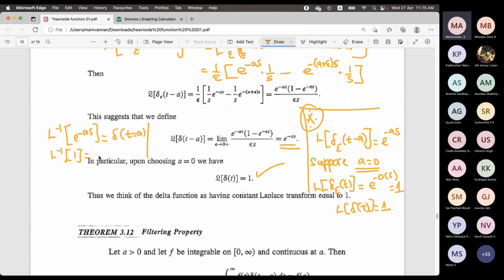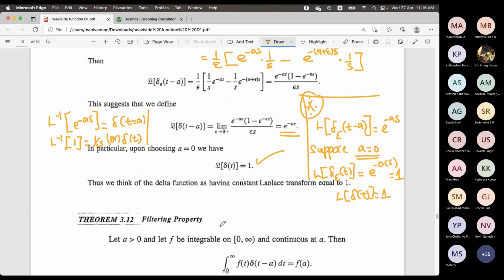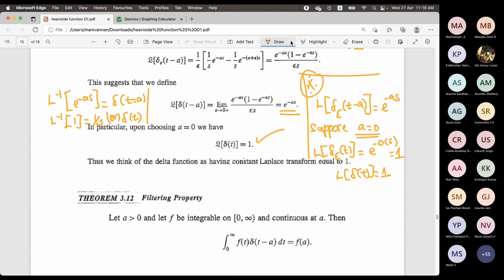So the L inverse of 1, if you are going to find hereafter, is delta of t. Okay. Is it clear, students?